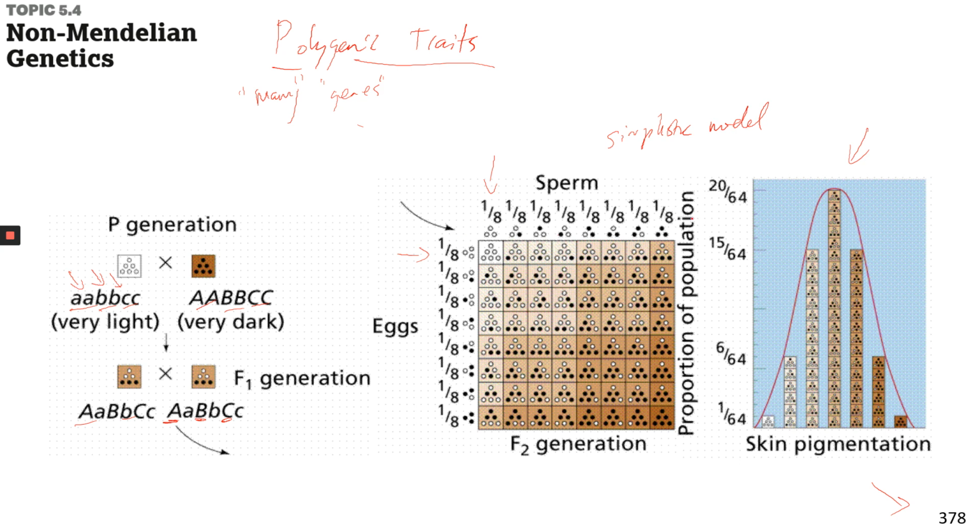Imagine how massive that cross would be, and you can see kind of how you're more likely to have these intermediate phenotypes when it comes to skin color, and it'll seem more like skin color is a blending effect as opposed to a Mendelian effect.